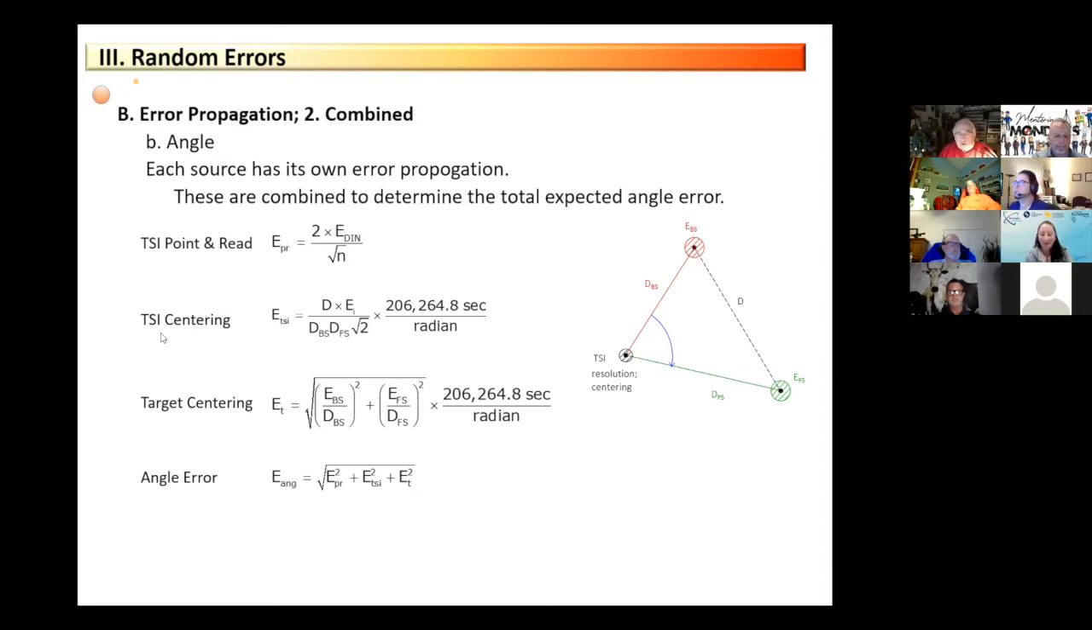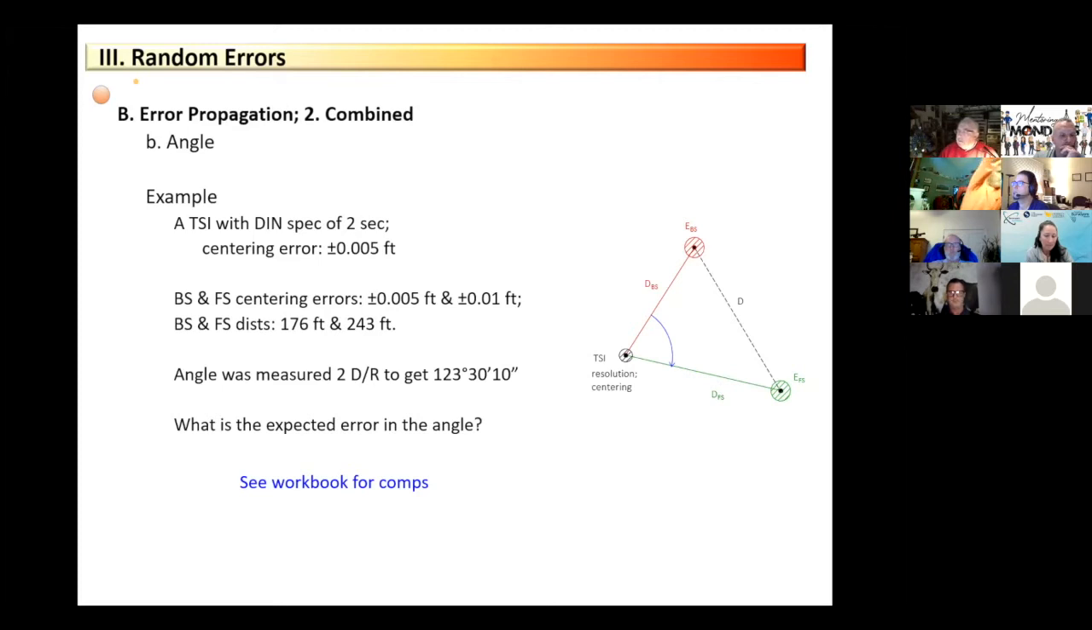The TSI centering error is a function of the error of centering the instrument itself. How well can we set up over a point, and the distances to the back sight and the foresight, and the distance between the back sight and the foresight points. And this in here is in there to convert distances to angles so that we can be compatible with an angular expression at the end. And then the target centering, which has to do with how well can we center the targets at both ends there. So basically we have three sources of random errors in there that behave depending on their particular situations. And then we add them together. Here's our error of the sum again. We square each one, add them together, and take the square root. All right, so now this one's even more of a pain in the butt to calculate than the distance one.